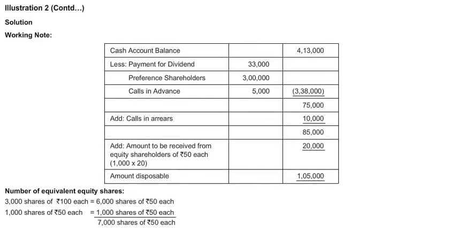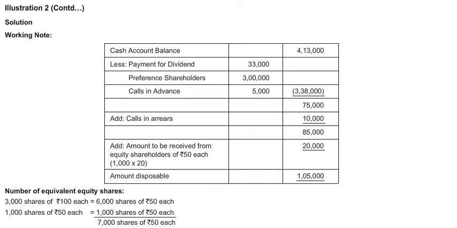If we see the working note of this question, we have 4,13,000 as the available cash balance. Out of that, the payment for preference dividend is 33,000, the 3 lakh is the preference share capital which we have to pay, and calls in advance of 5,000 which we have to pay. So out of 4,13,000, 3,38,000 is the total amount which we need to pay. Still we have 75,000 in hand, and there are also calls in arrear of 10,000 which we are supposed to receive. Total 85,000 is the amount we will have if we recover all this money.